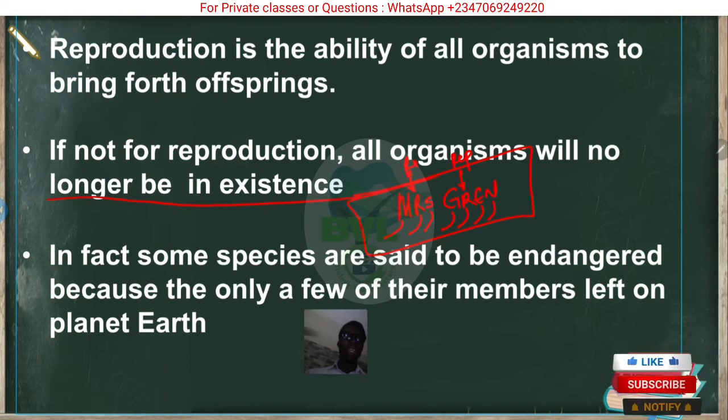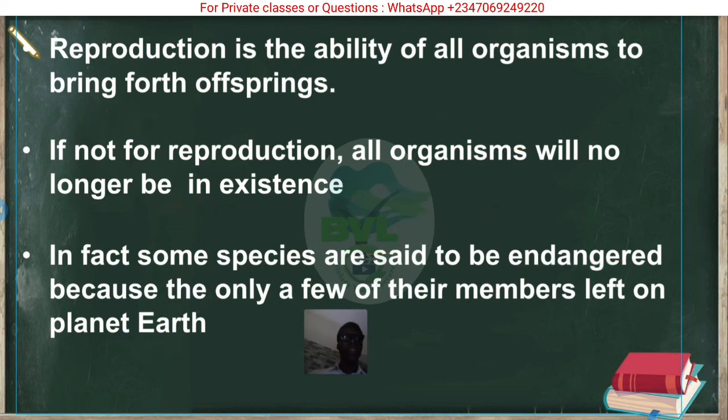In fact, some species are said to be endangered because they only have few of their members left on Earth. So those ones, they have to be allowed to reproduce, like controlled reproduction, so that they don't go into extinction. Because when something is endangered, it means they have only few other species left. So if those few ones left are not allowed to reproduce properly, they will go into extinction.